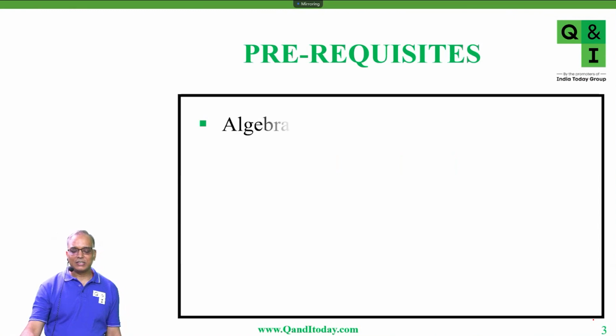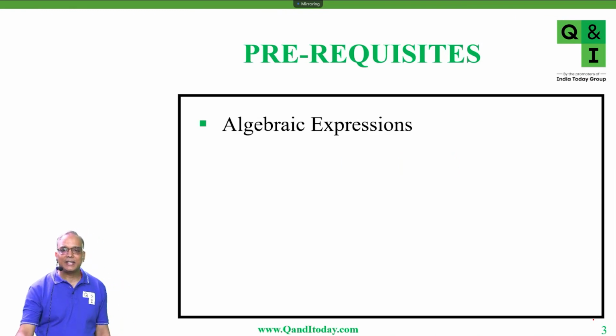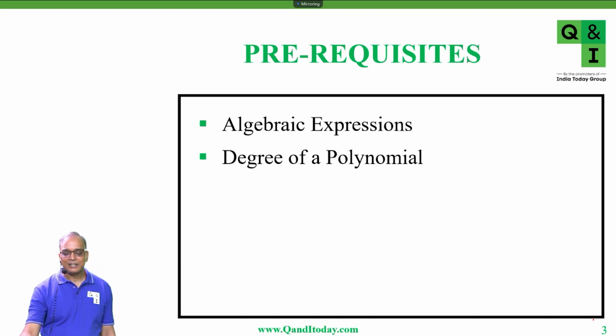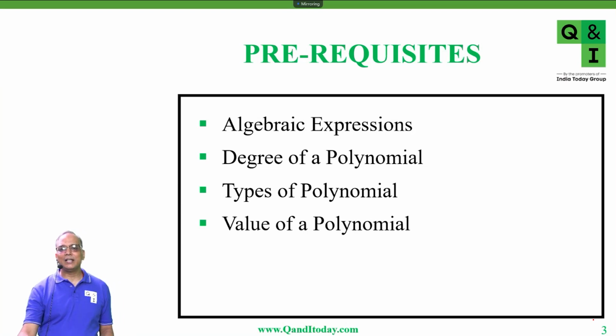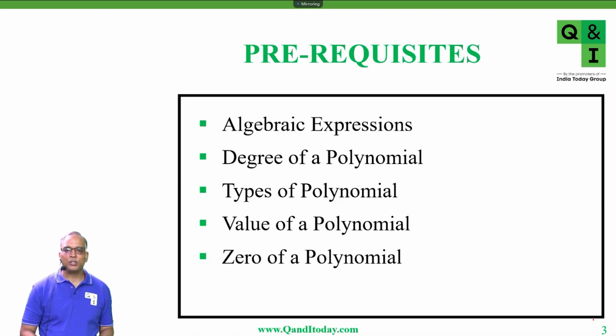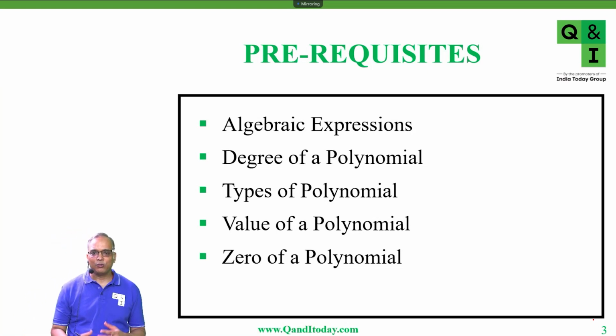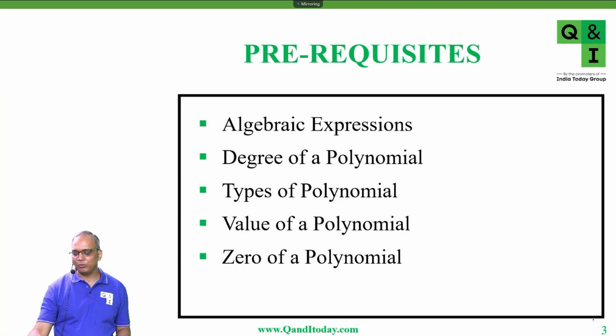The prerequisite for this chapter is the understanding of algebraic expressions. You should know what algebraic expressions are. Then you should understand the degree of a polynomial, how to find the degree. Then you should also know the types of polynomials. Fourth is the value of the polynomial at some particular value of the variable. And last is zero of a polynomial. All of this you have already studied in class 9th. An algebraic expression you have already done in grade 8. So we'll try and recapitulate everything before we start the grade 10 syllabus of polynomials.